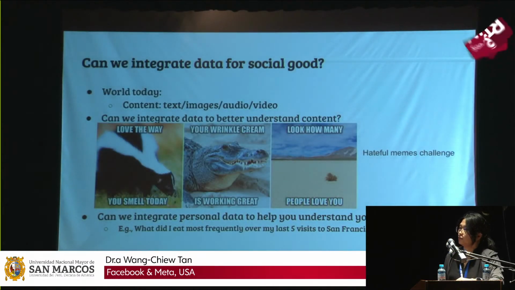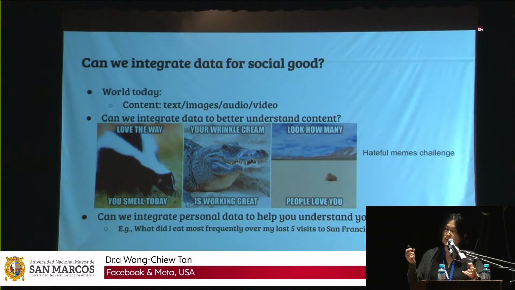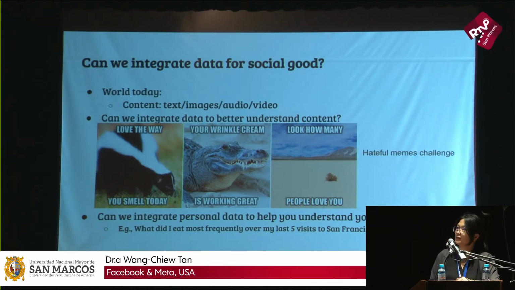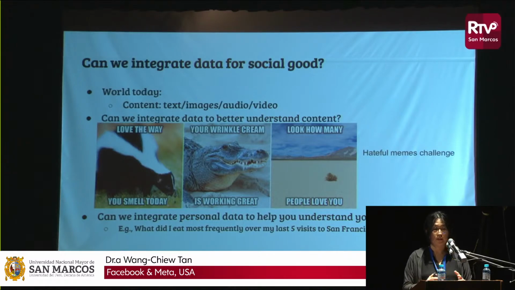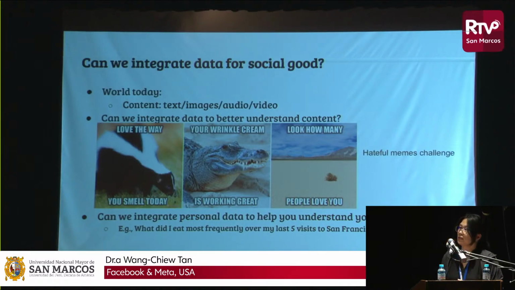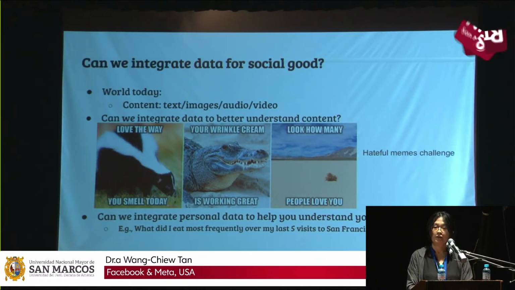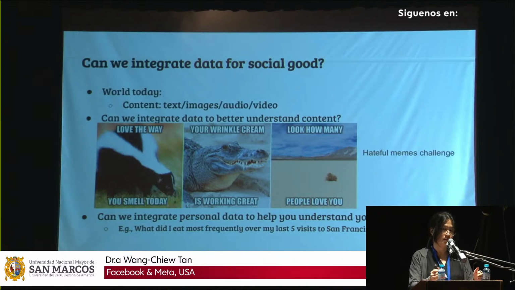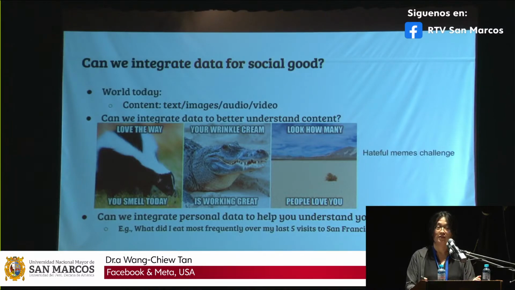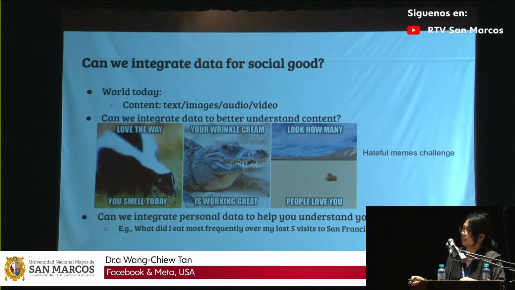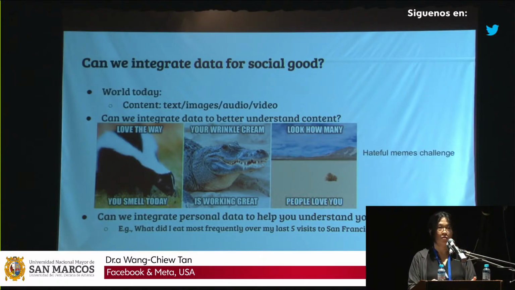Okay, so what is next? This is my last slide, right? My question is, can we do data integration for the social good, right? In the world today, we don't just get textual data or structured data. We get a lot more data sitting as images, as videos, as audio, and chances are the combination of all these, okay? Can we integrate data better to understand content better?